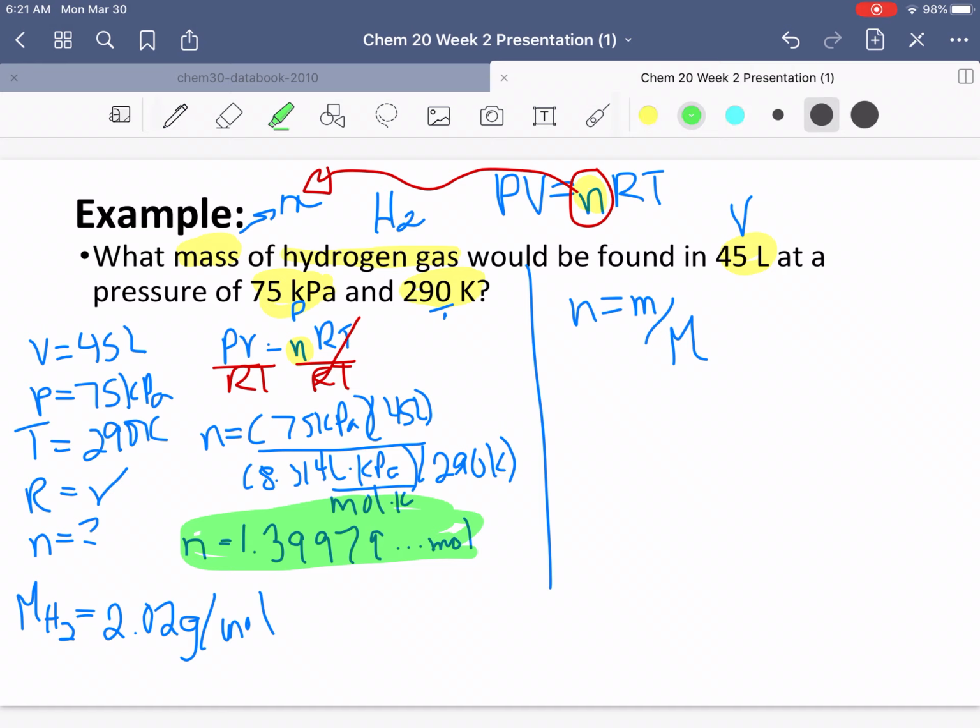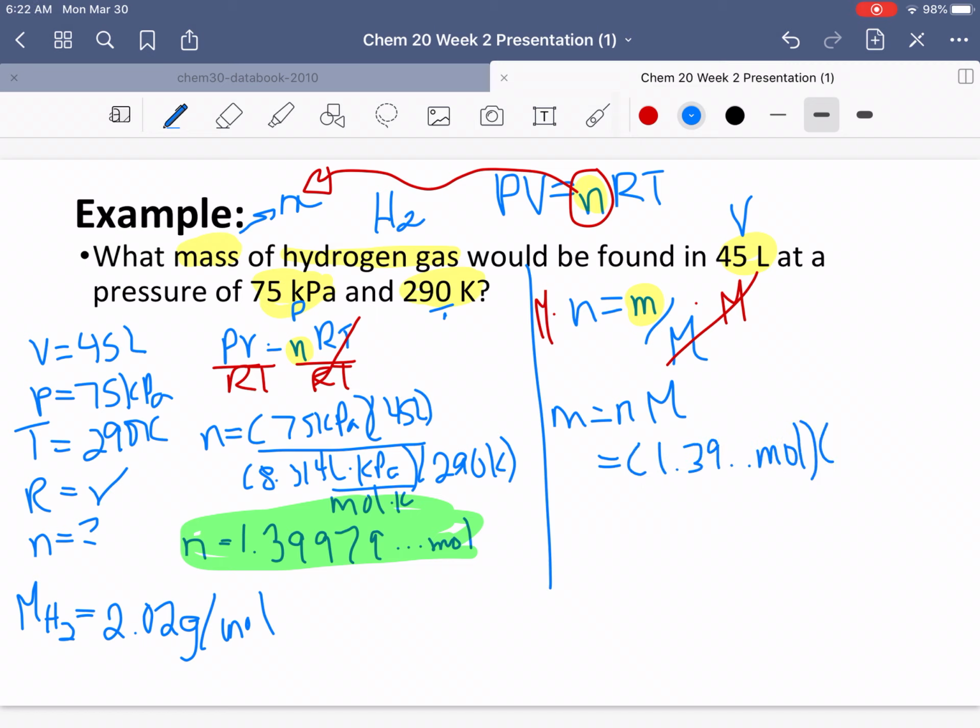Now we're looking for mass, which means we're going to have to rearrange this in order to get M by itself. No big deal. Times by molar mass on both sides. And we've got it. This is going to cancel out. Mass is equal to the number of moles times the molar mass. We have the number of moles. You figured it out before. 1.39 moles, it keeps on going, times the molar mass you just figured out for hydrogen.